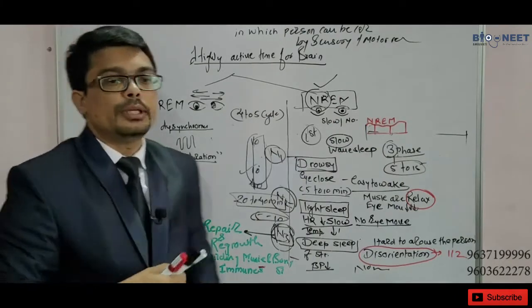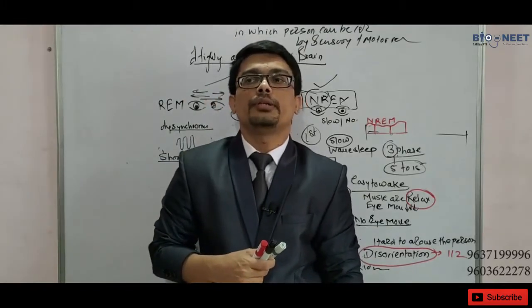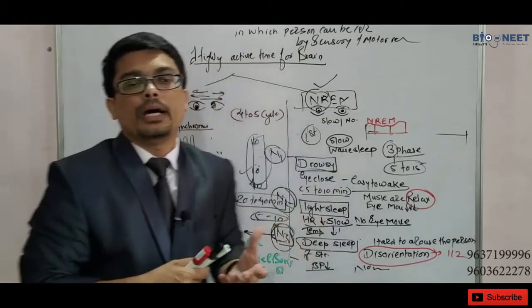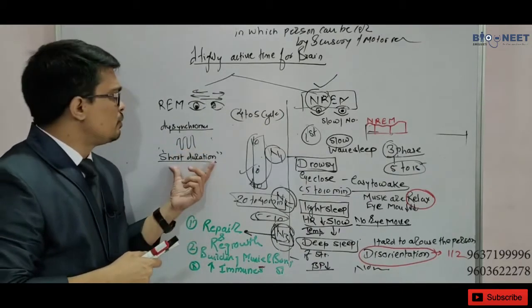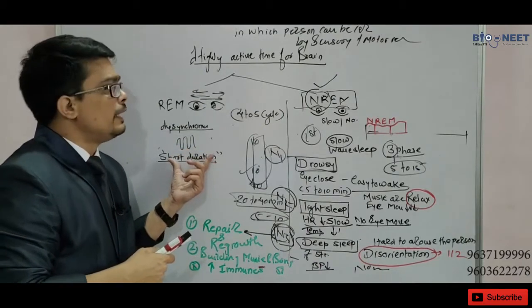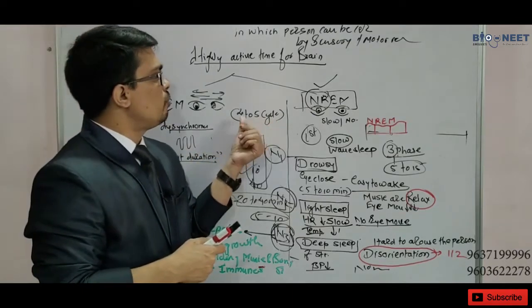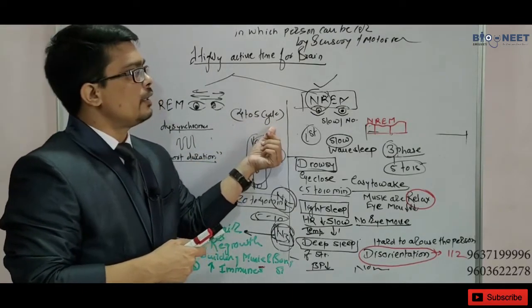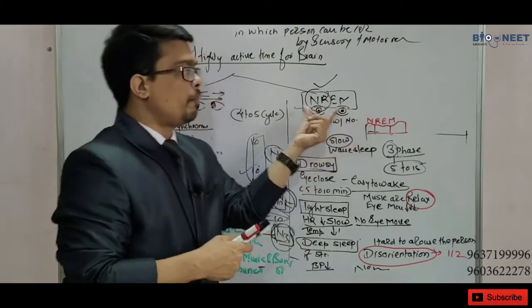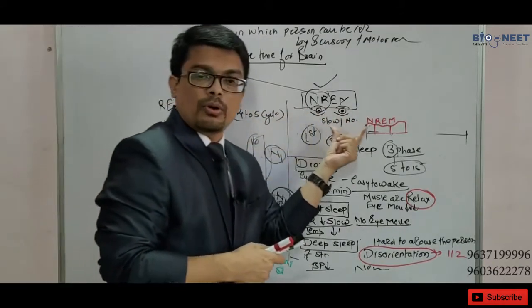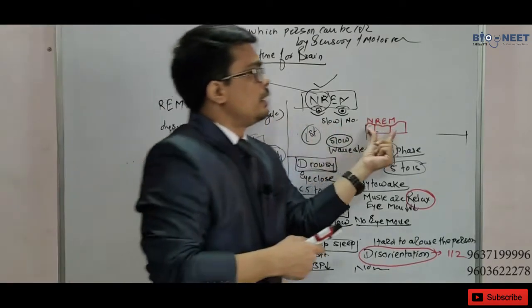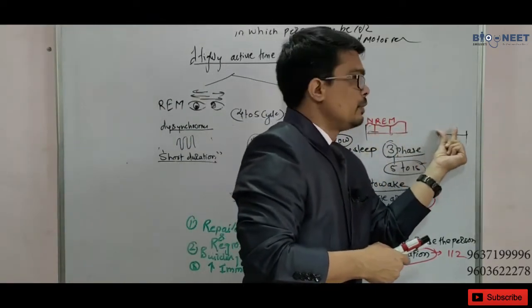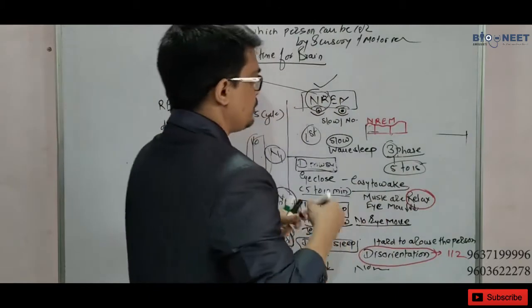So what is REM sleep? Rapid eye movement sleep. Why? And this sleep is very, very important, but it is of shorter duration. How many cycles are there in sleep? 4 to 5 cycles. Each cycle constitutes NREM plus REM. NREM is for longer duration, REM for shorter duration. Okay. NREM, then REM, then again NREM, then REM.